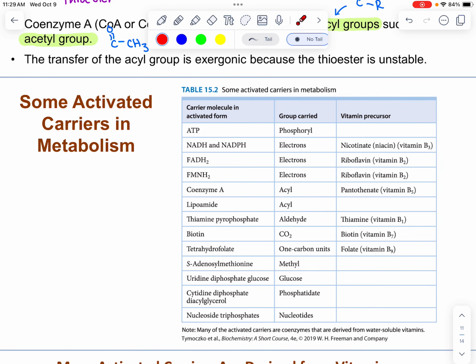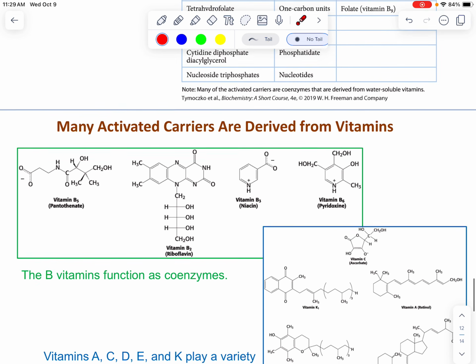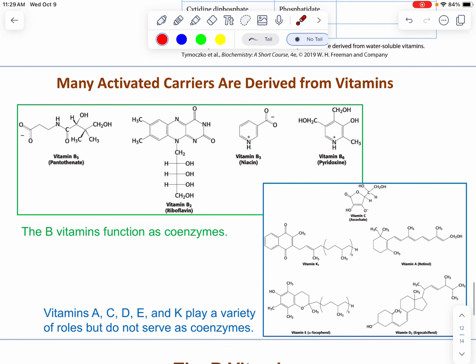So this is a chart just of some activated carriers. And you can see here's the thing they carry. So carbon dioxide, aldehydes, acyl groups, electrons. Here's the names of them. You don't need to memorize these. And here's the vitamin precursors. You also don't need to memorize those, but look at it. B3, B2, B2, B5, so on and so forth. So many of these activated carriers are derived from vitamins.